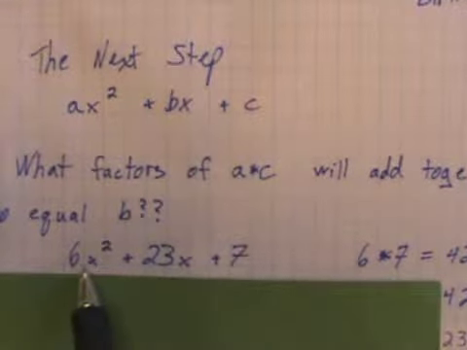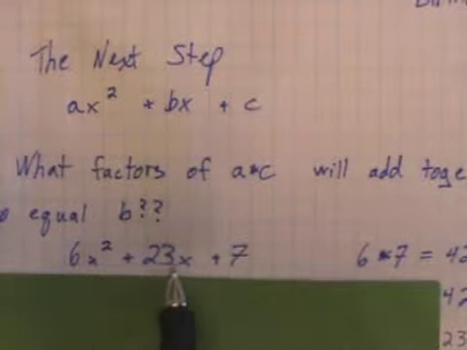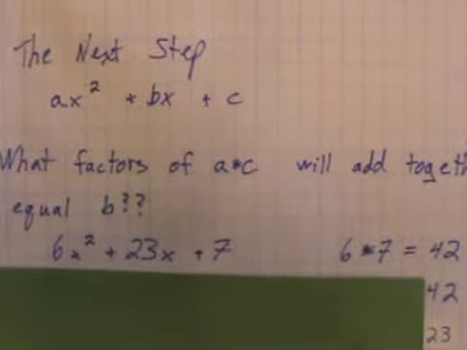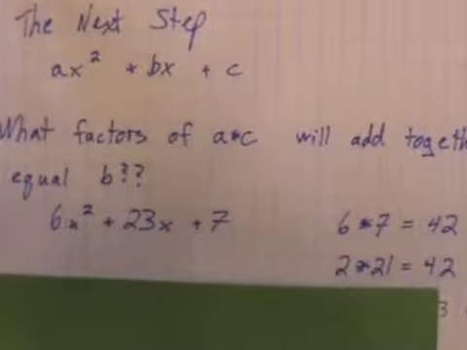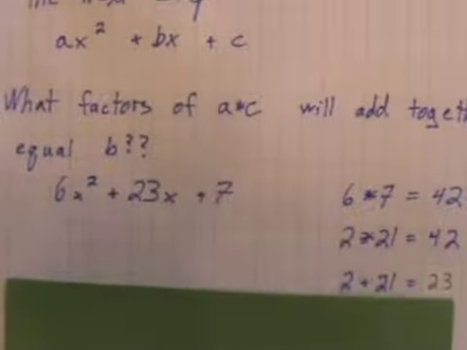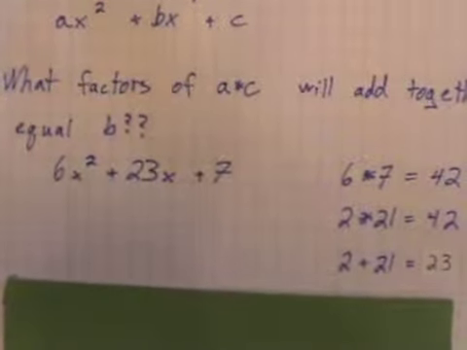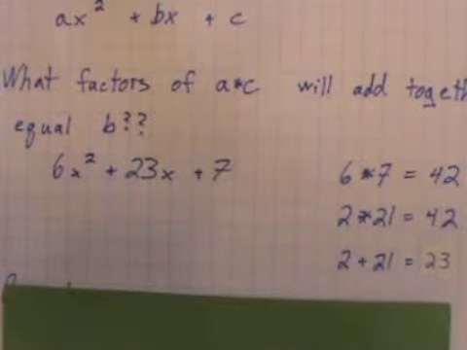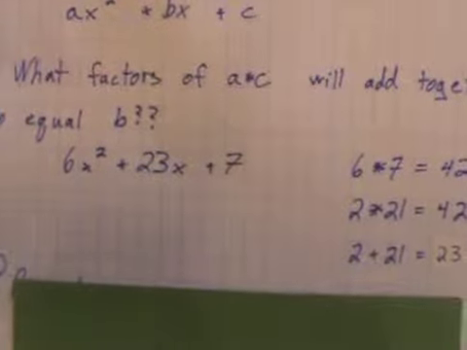So given this trinomial, 6x squared plus 23x plus 7, 6 times 7 is 42. What factors of 42 will add together to give us 23? And there they are. Yay, happy day. Okay, so we found our factors.